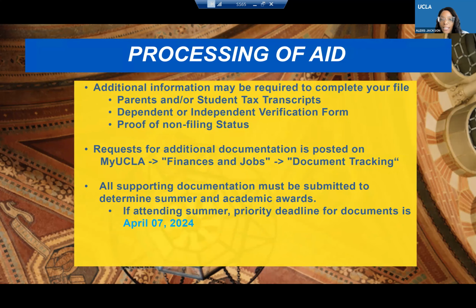So how is aid processed? To complete the financial aid process, additional information may be requested in order to complete your file. This may include parent and or student tax transcripts, dependent or independent verification forms, or proof of non-filing status. The request for additional documentation is on your MyUCLA, and it can be found under the Finances and Jobs tab and by looking for document tracking. All supporting documentation must be submitted in order for us to determine both your summer and academic award eligibility. If you're attending summer, the priority deadline for documentation is April 7th, 2024.